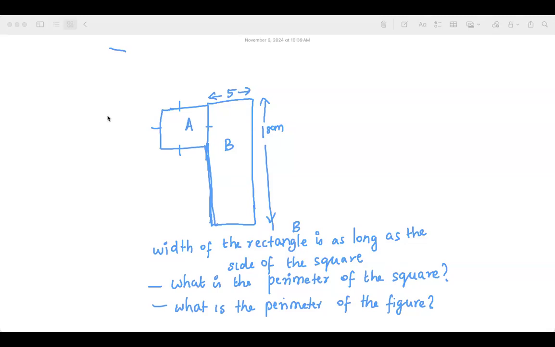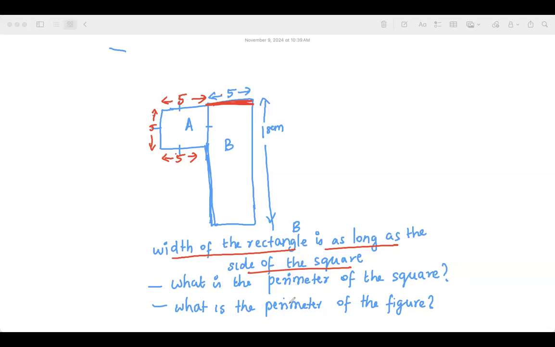I knew this was the square and it was 5, so it's supposed to be equal. Good job. Each time you're also going to draw this on paper. I drew it. So where did you get it from? This is the width of the rectangle. It is as long as the side of the square. So I copy this 5 here.